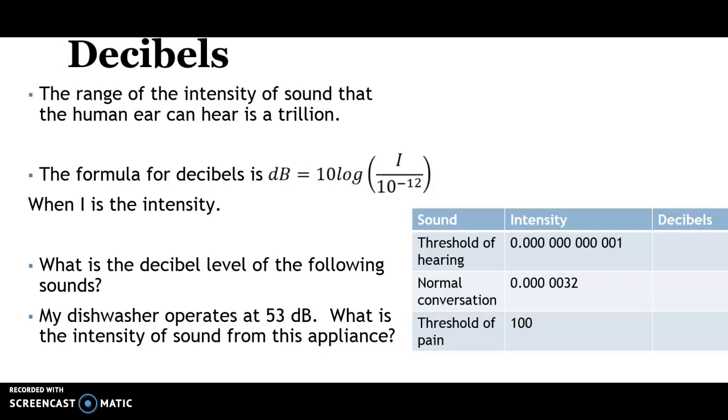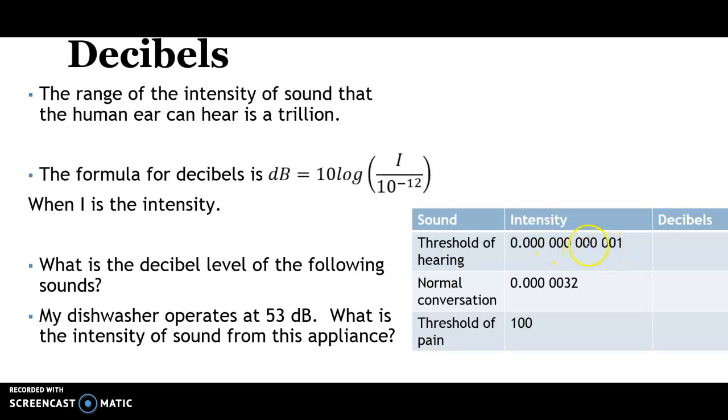to work with. So we have a formula for decibels, that a decibel is 10 times the log of I, which is the intensity, over 10 to the negative 12. And we're asked to figure out the decibel level of the following sounds. So we'll start with the threshold of hearing. And we have an intensity here with 11 zeros.